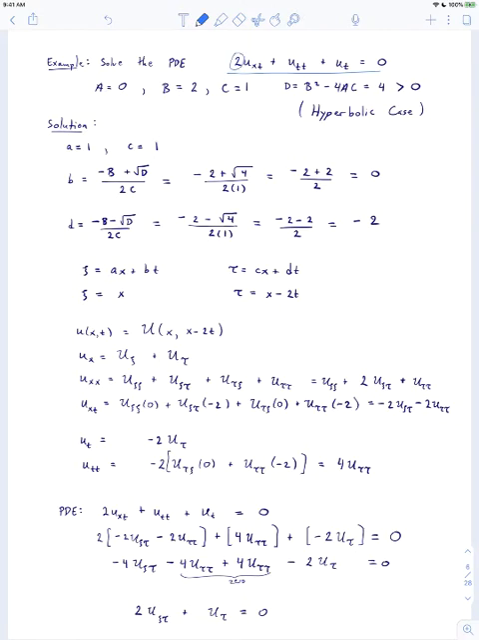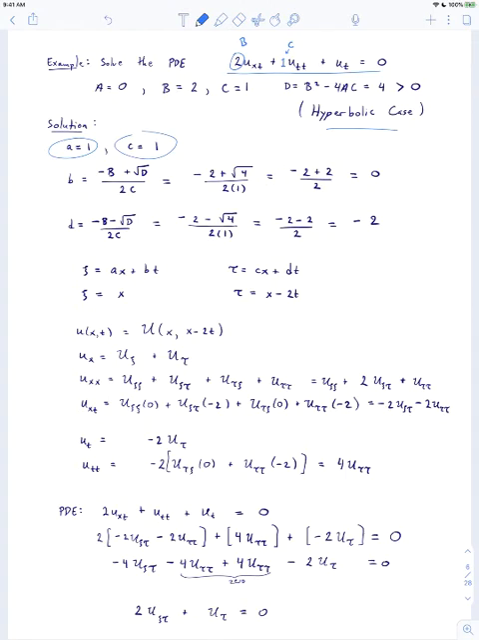So in this case, we have that capital A is equal to 0, capital B is equal to 2, that's this term right there, that's capital B, and there's a 1 here, and that's capital C. The discriminant, b squared minus 4ac, is equal to 4, so this is the hyperbolic case. So in that case, our transformation into new coordinates has a equal to 1 and c equal to 1. This was the first case that we looked at.